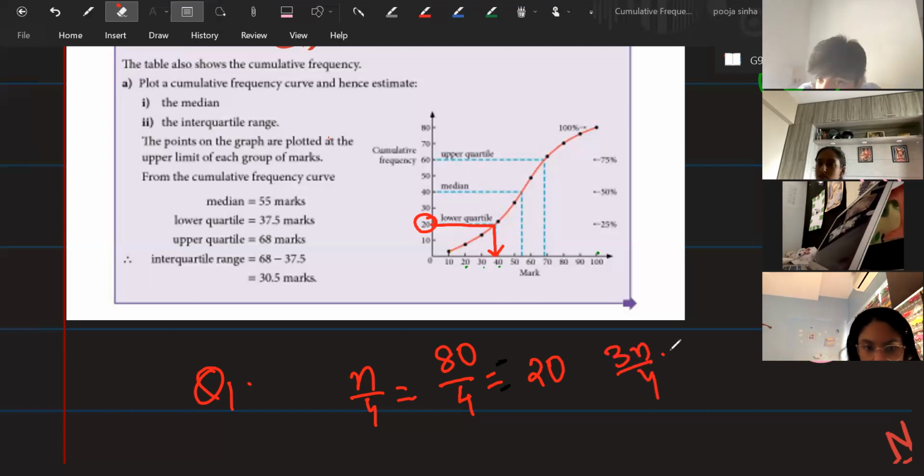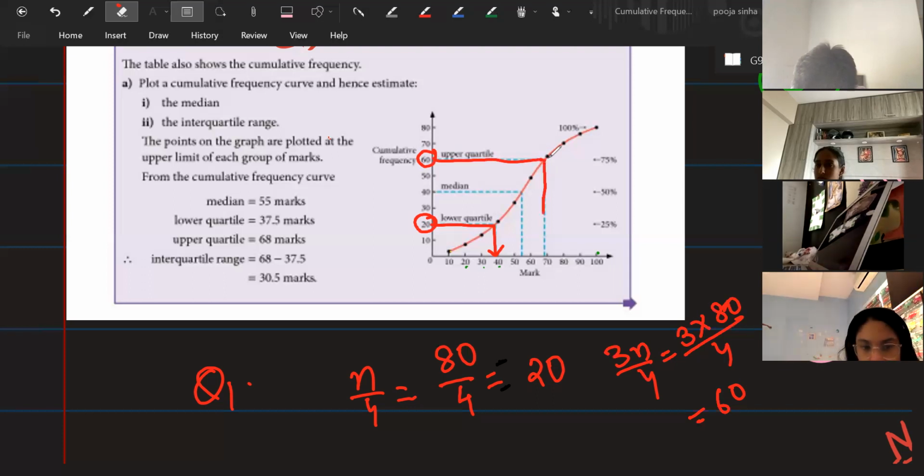3n upon 4 is equal to 3 into 80 upon 4. That gives you 60. And that 60 is the value. Is that the answer? No. 60 is here. You go and find out the corresponding value on which axis? X-axis. Done. Clear ho gaya? And that will give you the Q3 value.